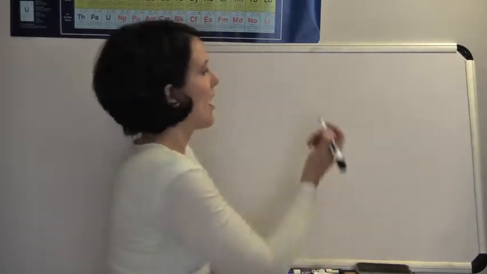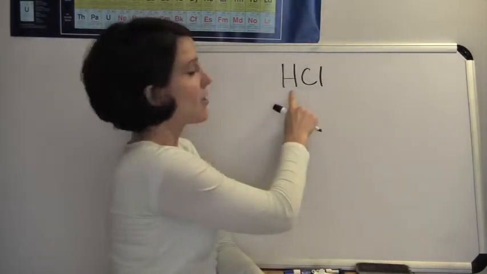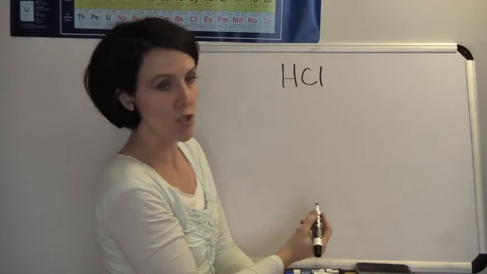Let's practice writing the Lewis dot structure for some molecular compounds. Let's start out with an easy one. How about HCl? Okay, there's a molecular compound, but what does the Lewis dot structure look like?